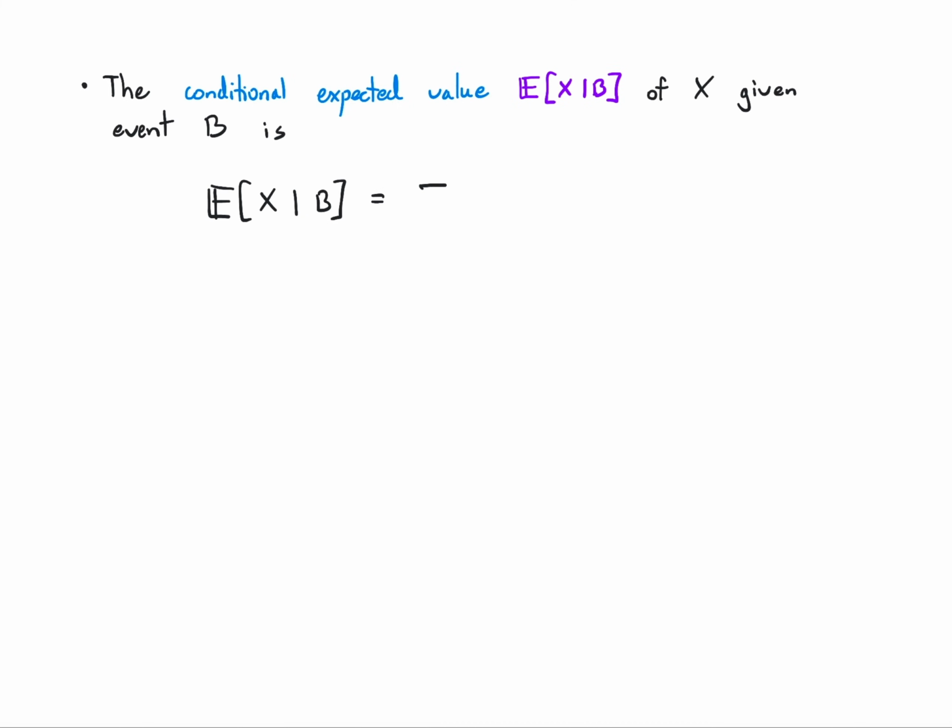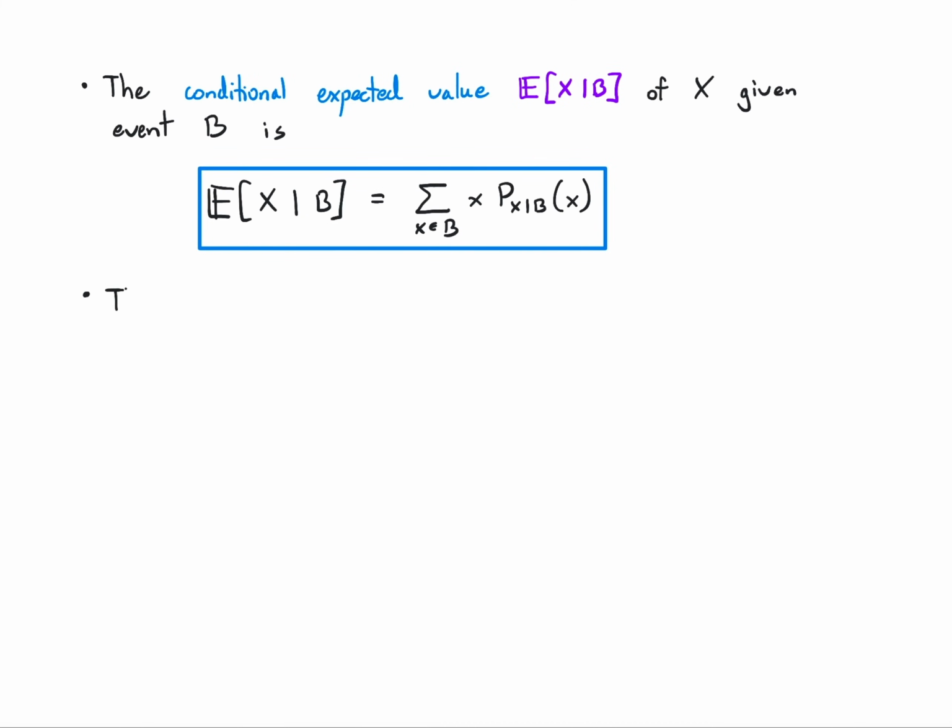Okay, the conditional expected value, E of X given B, is just the sum over B, x times the conditional PMF. So the way it's modified from the usual expectation is now I'm only summing over B, and I'm using the conditional PMF given B, not the original PMF.